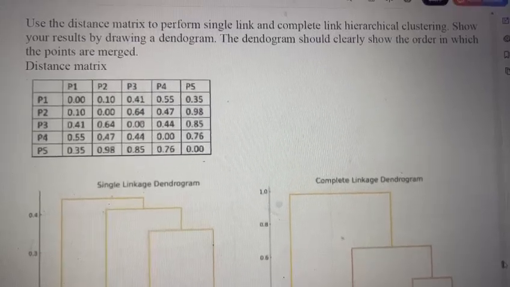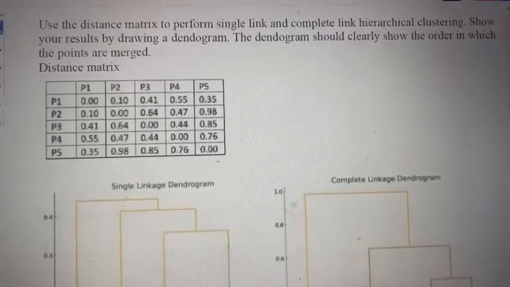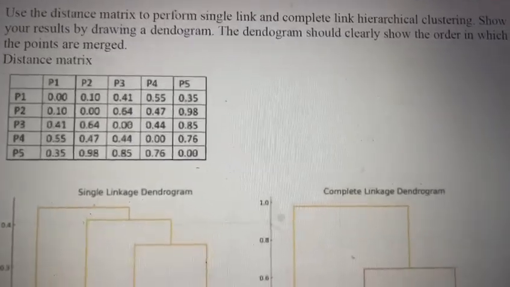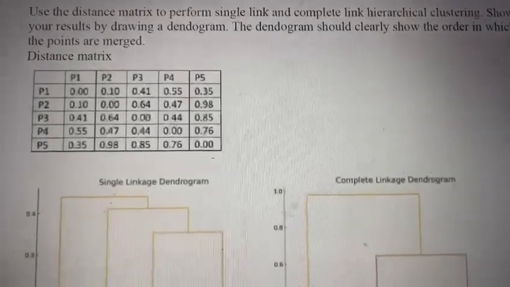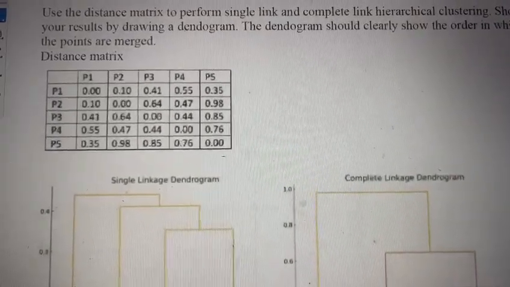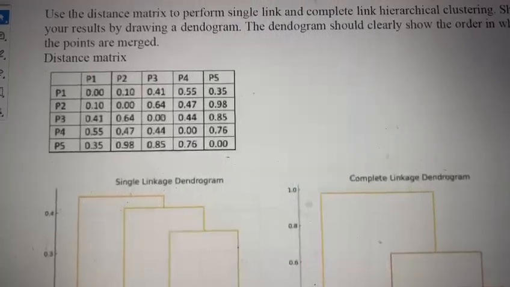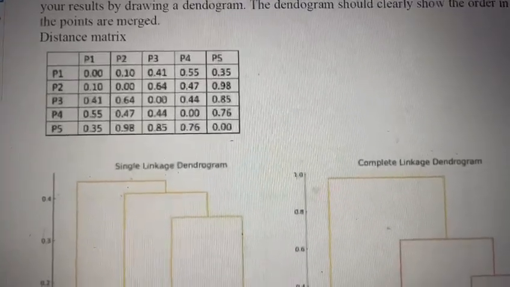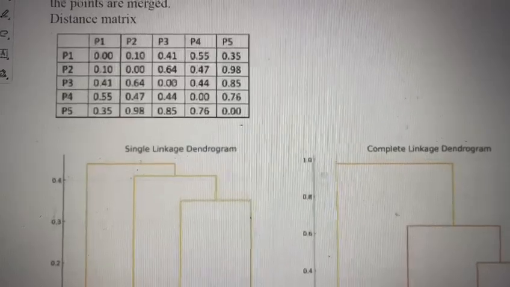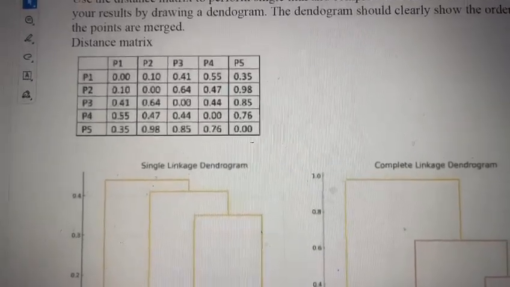In this lecture, let us discuss a problem on a distance matrix to perform single link and complete link hierarchical clustering. So it shows your results by drawing a dendrogram. The dendrogram should clearly show the order in which the points are merged. So here is a distance matrix that is given to you.